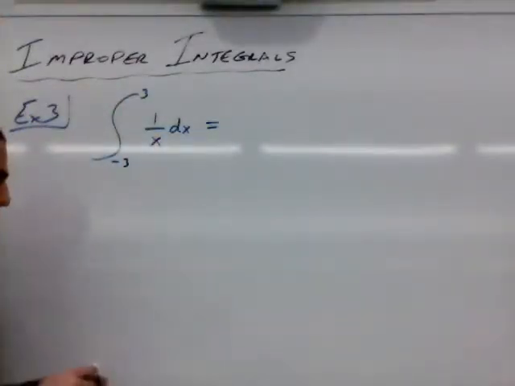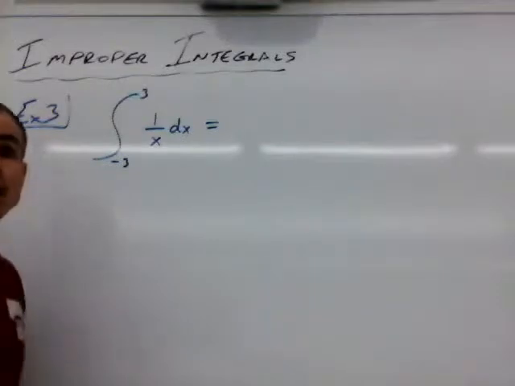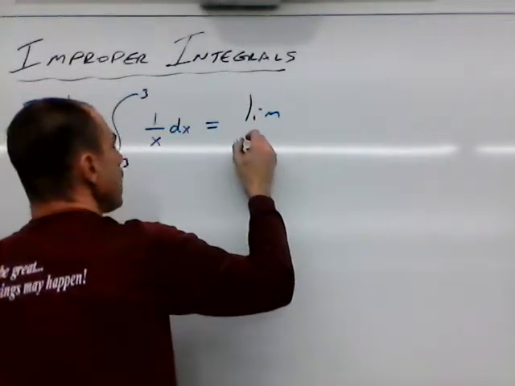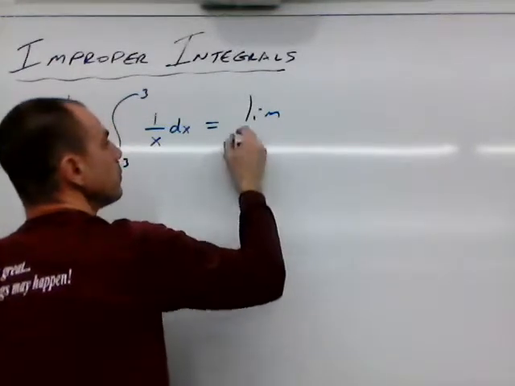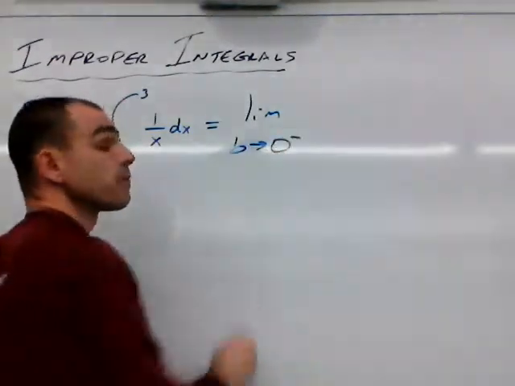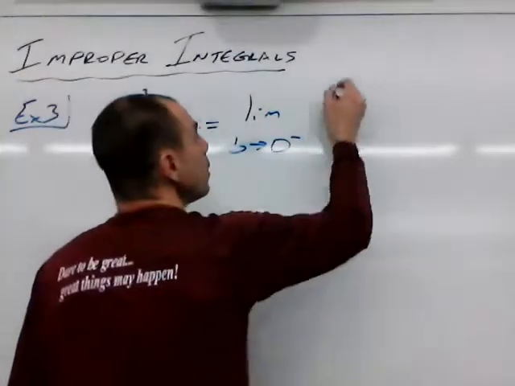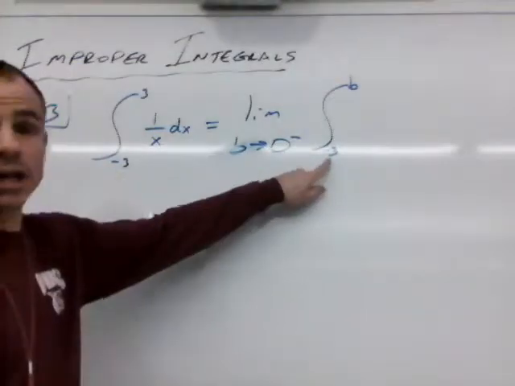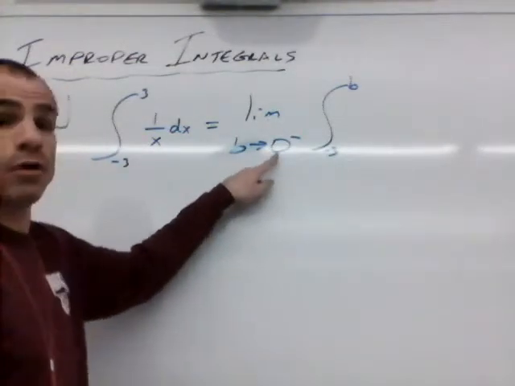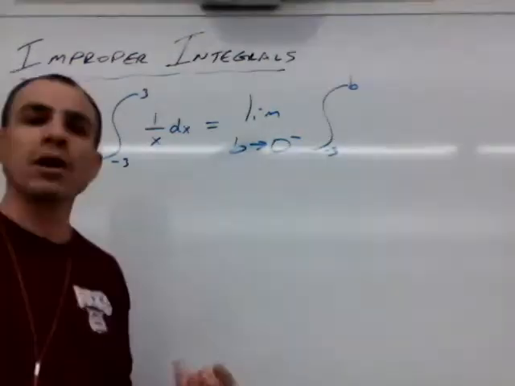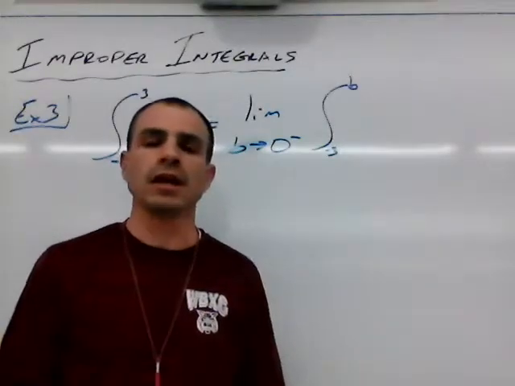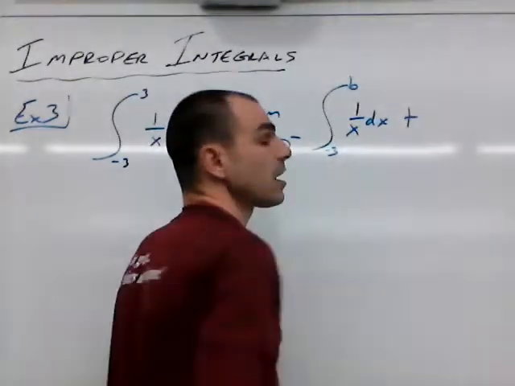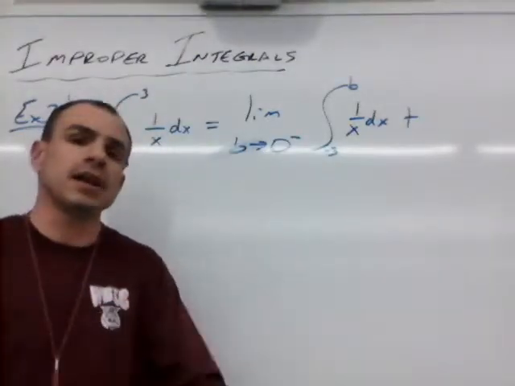If we rewrite this using limit notation, we have the limit as b approaches 0 from the left of the integral from -3 to b. So we're starting at -3 and going all the way to 0, approaching from the left. Those are one-sided limits from much earlier in the year, of 1 over x dx. That takes care of the first part. Now we need to take care of the second part.